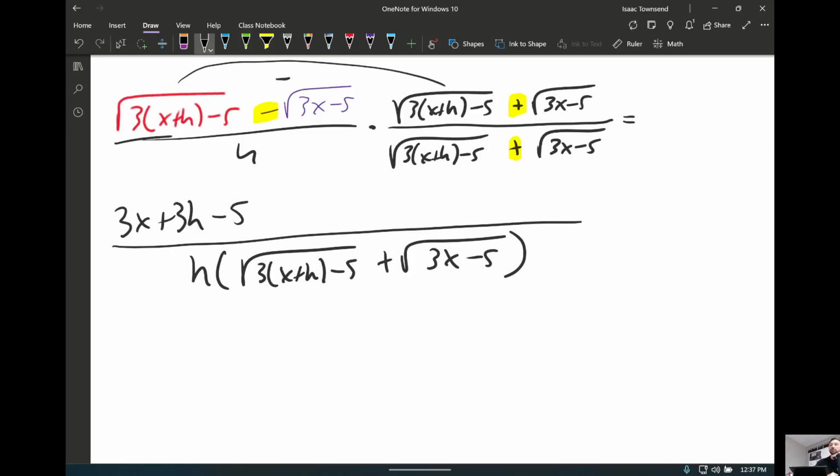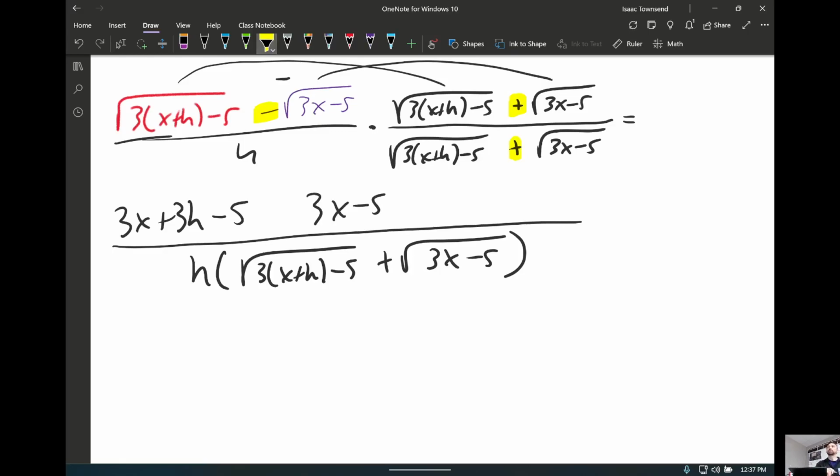I'll go ahead and distribute the 3 while I'm at it. The outer and inner part of FOIL are going to add to 0 anyway, so I'm going to skip those. You can do that, it's just going to be a little messier first step. And then the last part of FOIL, square root of 3x minus 5 times square root of 3x minus 5 would be 3x minus 5.